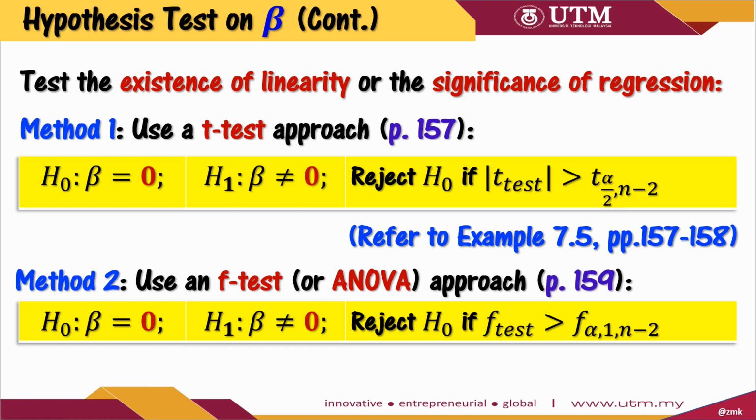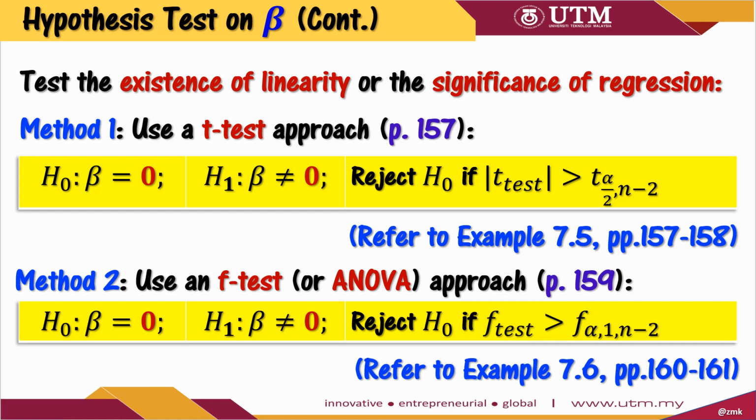The concept used when using this F-test approach is exactly the same as what you have learned in chapter 6 on a one-way ANOVA. You may refer to example 7.6 for a practical example.